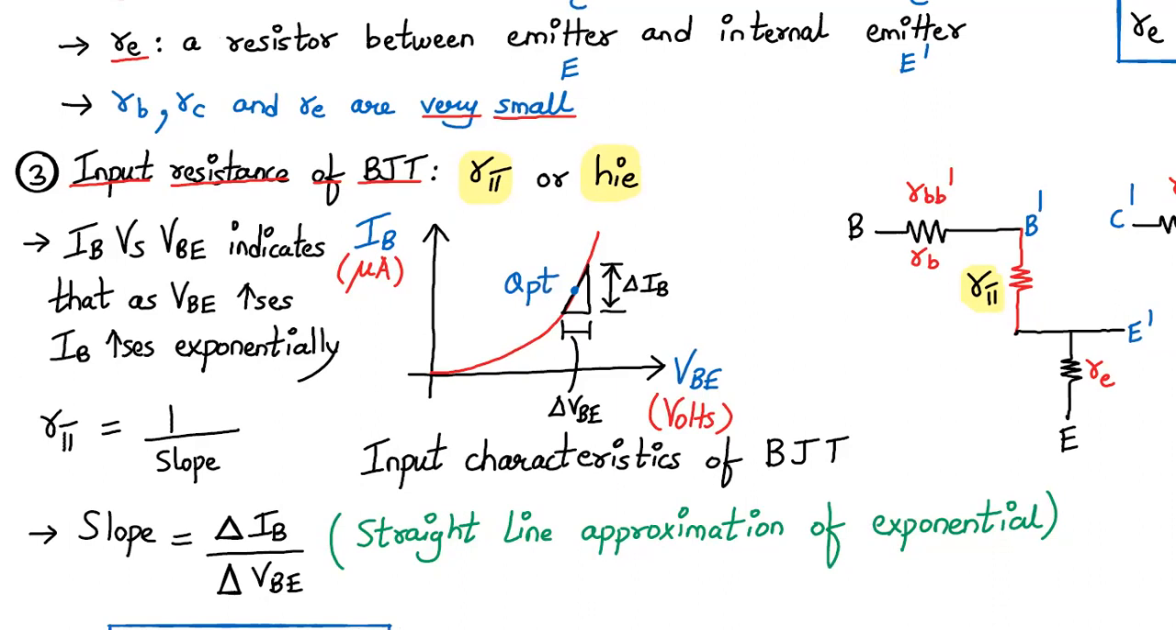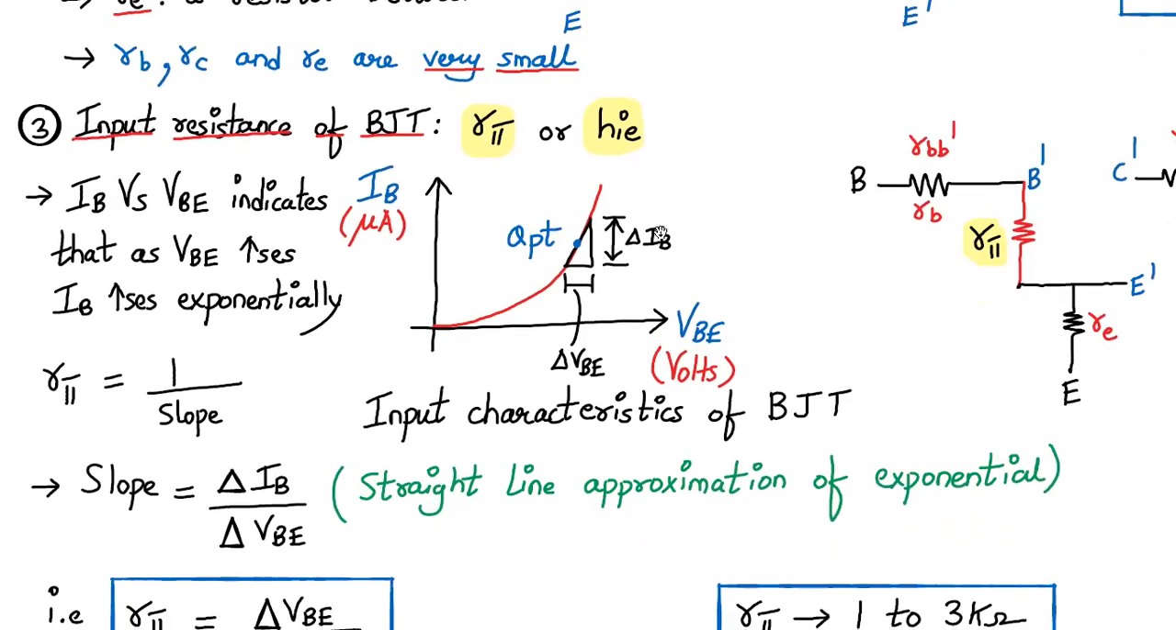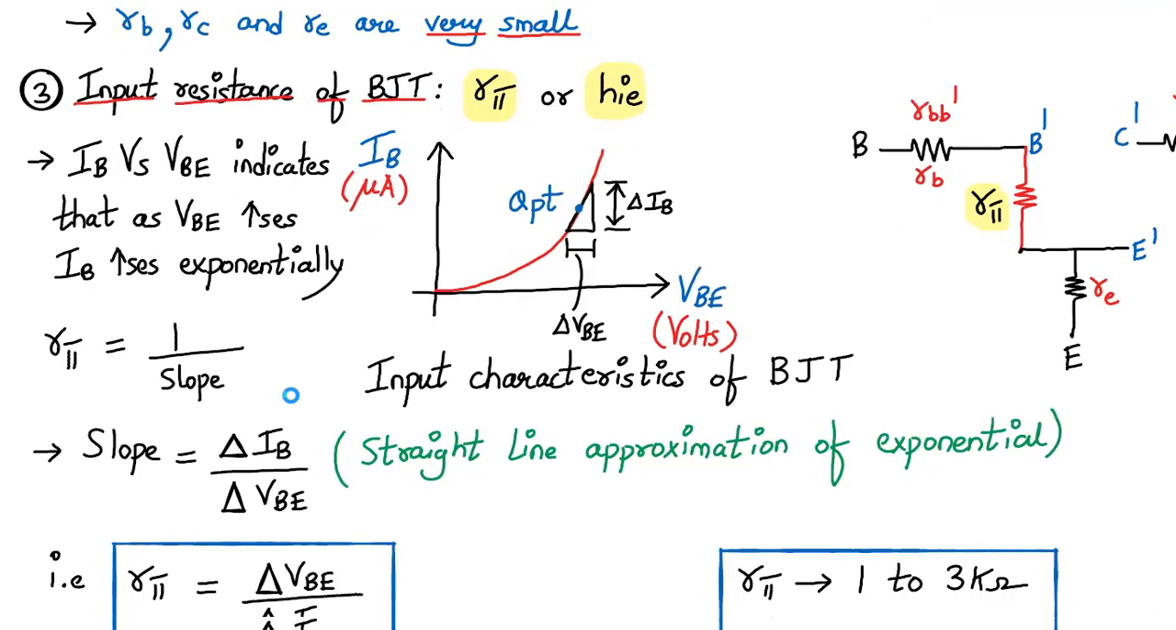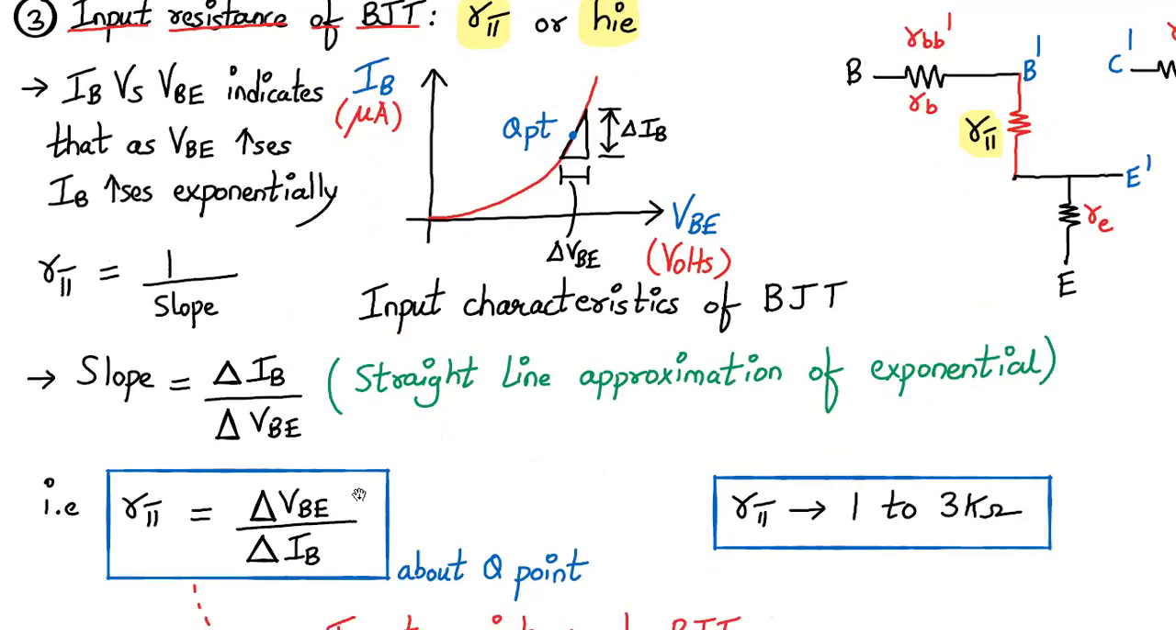So the slope will be over here as the straight line approximation of this exponential curve. Its slope will be given by y2 minus y1 upon x2 minus x1, that is delta IB upon delta VBE. That is nothing but my slope. And R pi, the internal resistance of the BJT, is 1 upon slope. So R pi value will be delta VBE upon delta IB, about the Q point.